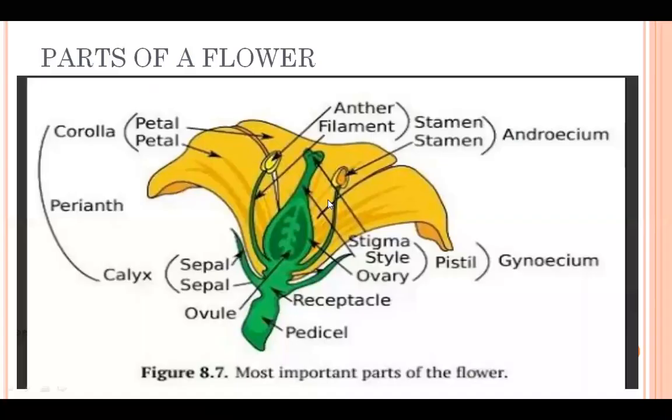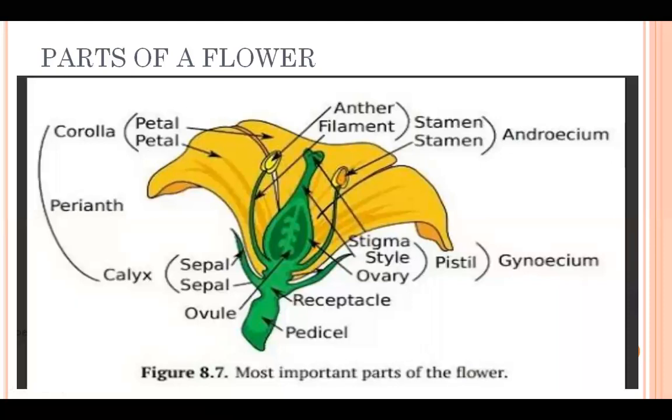So let me just quickly recapitulate first of all. I was telling you the parts of the flower. We are mainly concerned about the male reproductive part and the female reproductive part of the flower. So androecium means the stamen part, which consists of anther and filament. It is known as androecium, that is the male reproductive part, and the female reproductive part is gynoecium.